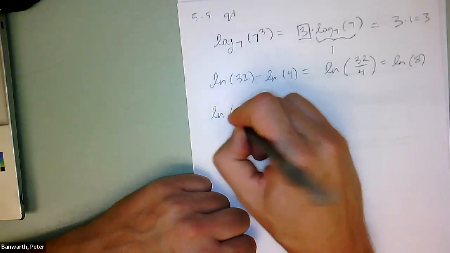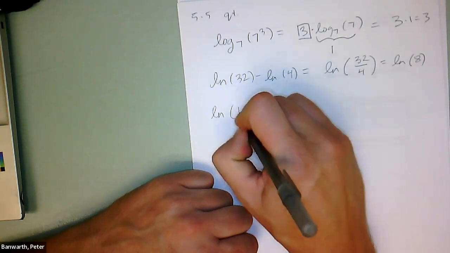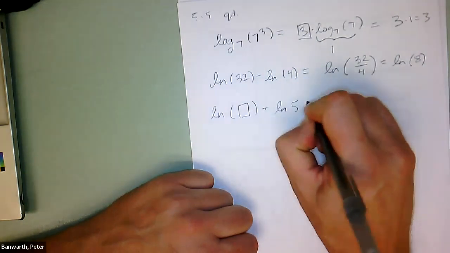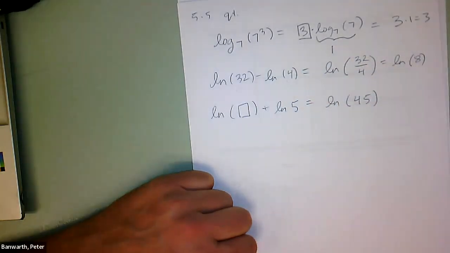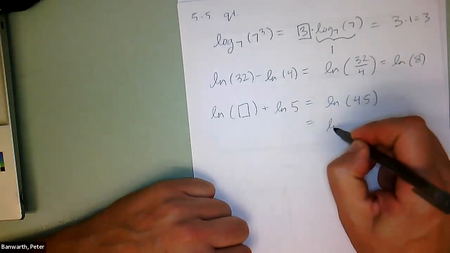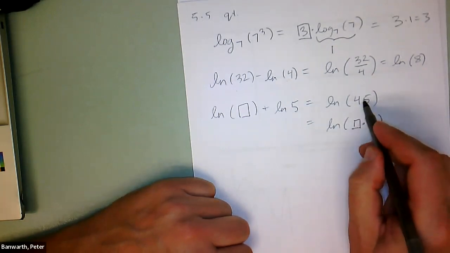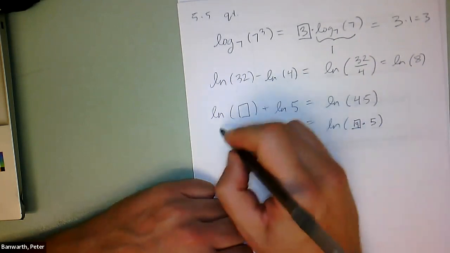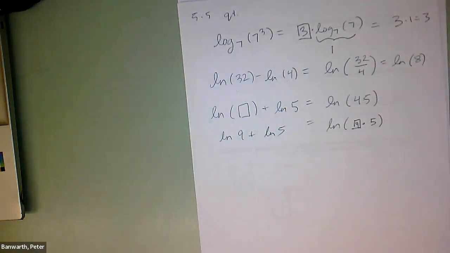And if I have, I'm just going to use natural log again because that's the simplest for me, something, I don't know what goes in there, plus natural log of 5, and I know that's the same as natural log of 45. Then I must have something times 5 equals 45, and that's 9. This is supposed to be natural log of 9 plus natural log of 5. It's a little bit of using those rules.